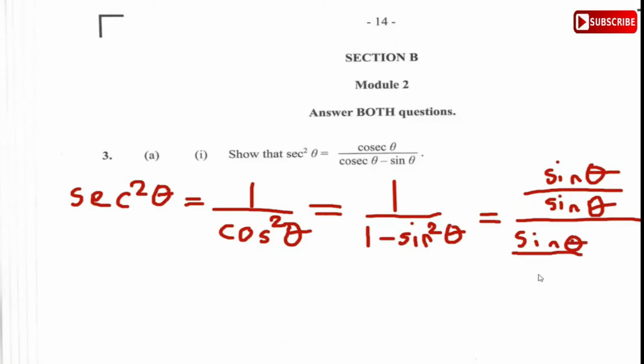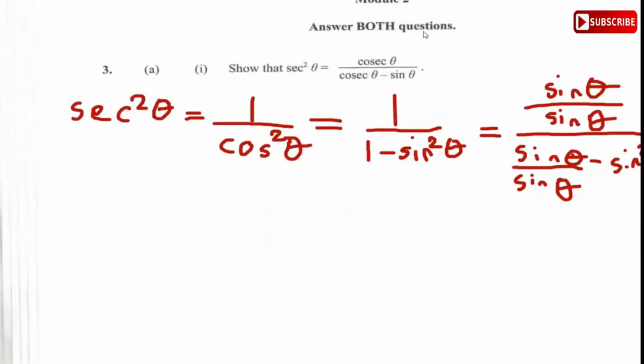And you're wondering, why am I writing out so much sine? All I did was change this 1 to sine theta over sine theta. So it's sine theta over sine theta minus sine squared theta. Why am I doing this? Again, because I want to generate some cosec. Let me see if this will work. I'm hoping that it will work.